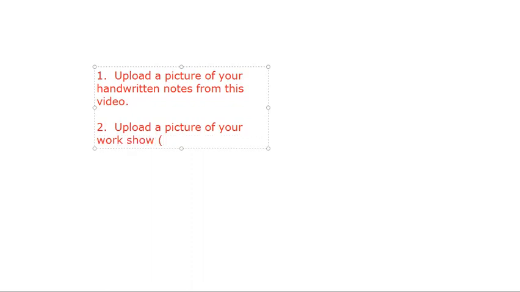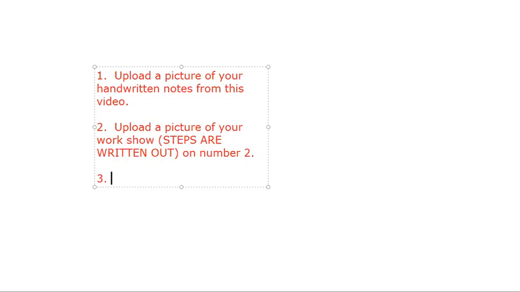So when it says show work, it means the steps are written out, just like I wrote them on this video. And that's going to be on number 2. And then questions 3 through 30 are your multiple choice answers from the worksheet.